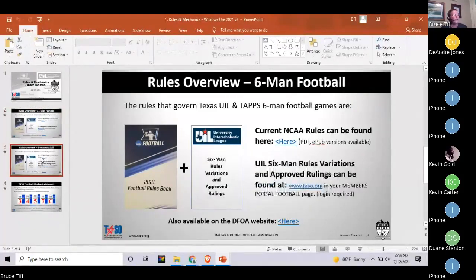Now, similarly, for 6-man football, and Texas has a pretty vibrant 6-man football program across the state, and we do games for 6-man teams. It's, again, very similar. We use the NCAA rules as the basis, and then the UIL has created 6-man rules variations and approved rulings. Obviously, one of the big variations is we're not using 11 players on each team on the field, we're going to have 6. And again, similar to the 11-man, these links here will take you to both of these documents. And as I said earlier, it's on our website.